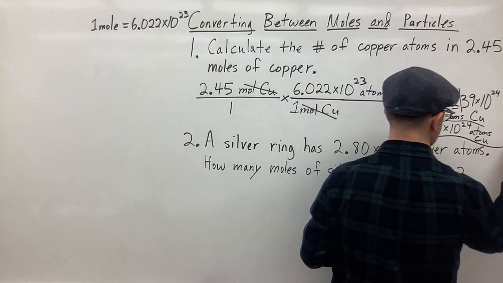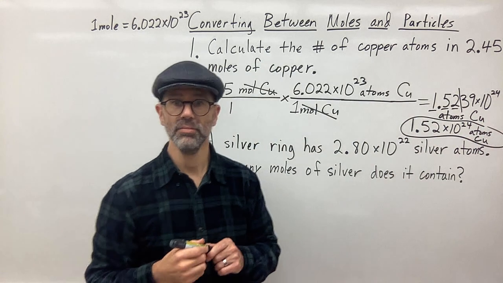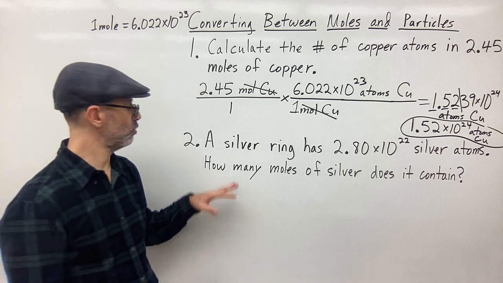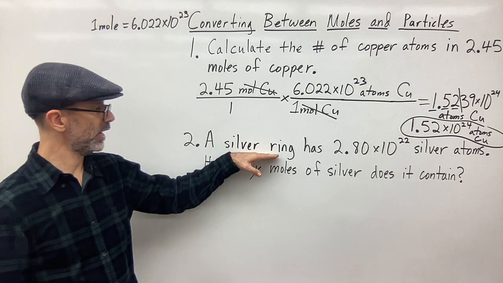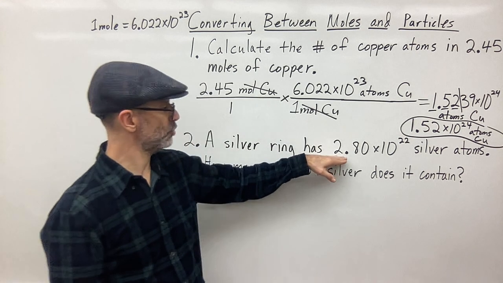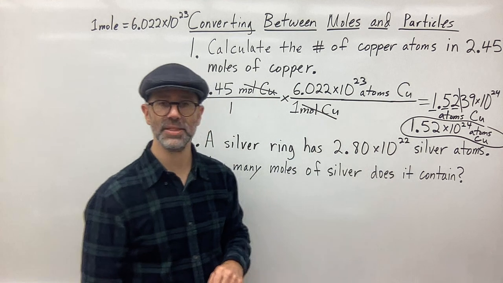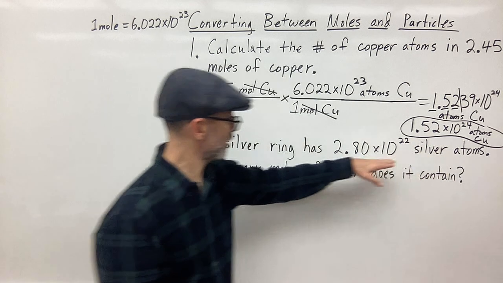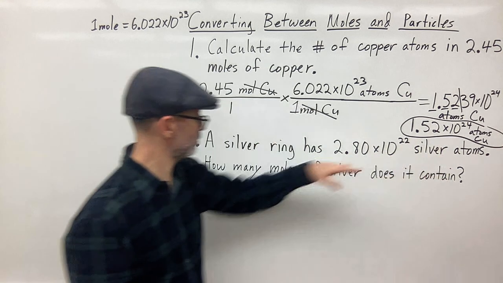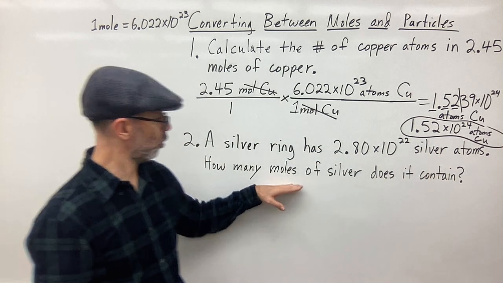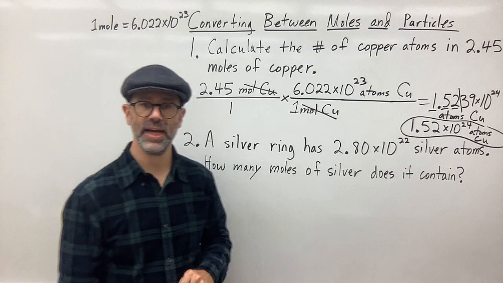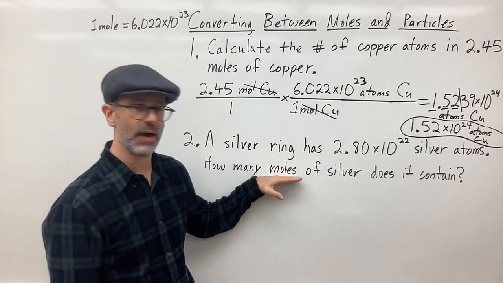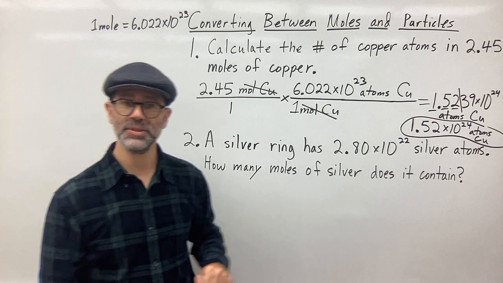So that is my answer. Okay, what about problem number 2? Problem number 2, we're given a silver ring and we're told that it contains 2.80 times 10 to the 22nd power silver atoms. So it contains this amount of silver atoms, and they're asking how many moles of silver does it contain. So they're giving us atoms of silver and they want us to find moles. So we're going in the opposite direction.